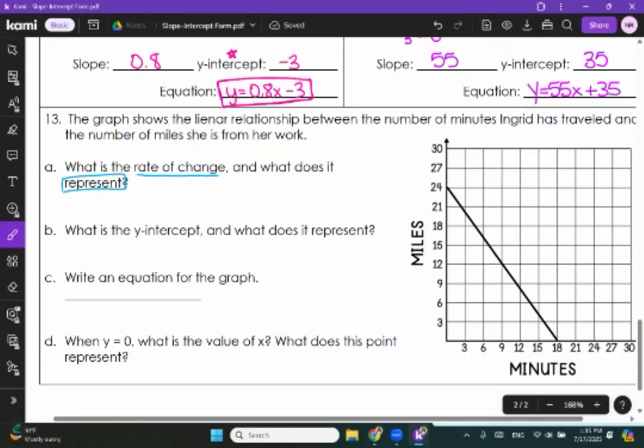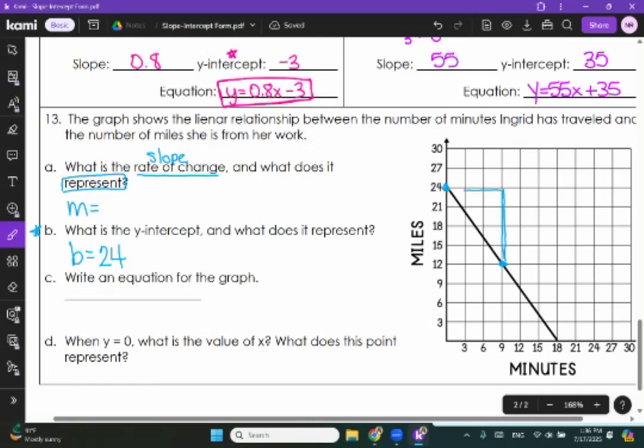So first, let's find that rate of change. Rate of change is another word for slope. And we do have a graph. Since we do have that graph, we can use rise over run. But which point do we like to find first? We like to find the y-intercept first. So let's find that. Y-intercept is 24. So now we can use that information and find another point we can use, which is right here.